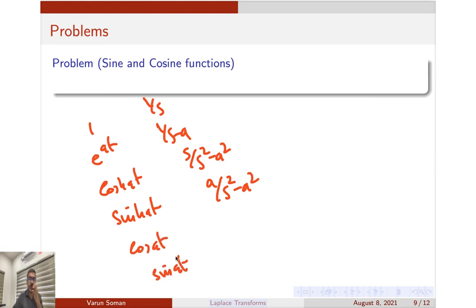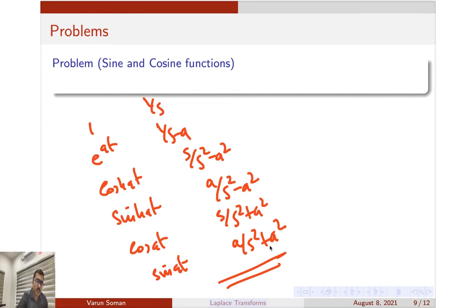Okay, so if I want to give you a shortcut, I will say it directly. For cos at, it is simply s by s square plus a square. We will derive it now, but it is s by s square plus a square. And sin at also, I hope you can guess it now. What is it? It is basically a by s square plus a square. Okay, so that's it. We will derive cos at now, and sin at also we can derive. It's a very simple thing.